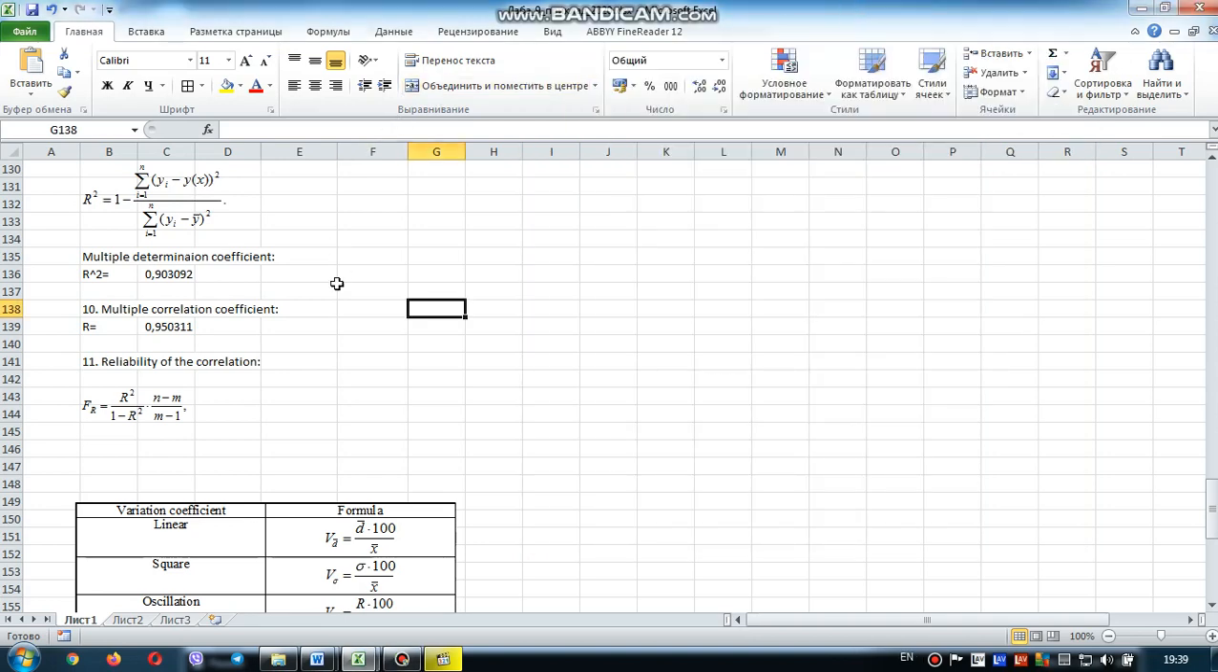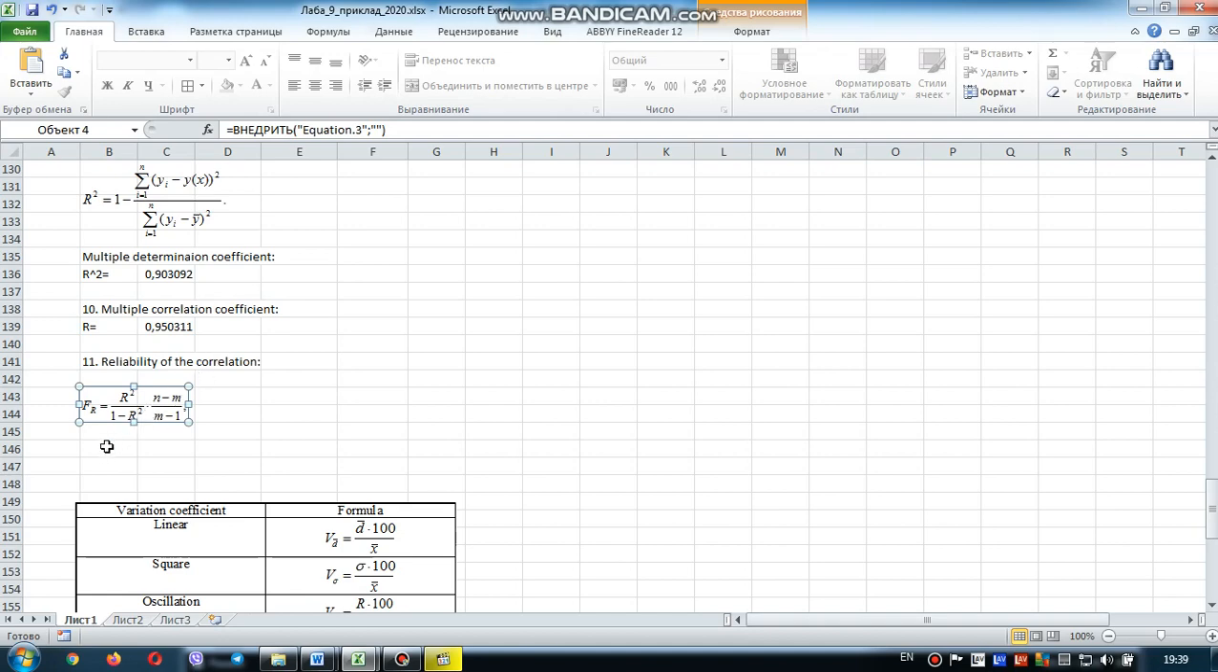Now we have to determine the reliability of the correlation. The reliability of the correlation coefficient we investigate with the help of the Fisher criteria. The actual Fisher criterion is calculated according to this formula.